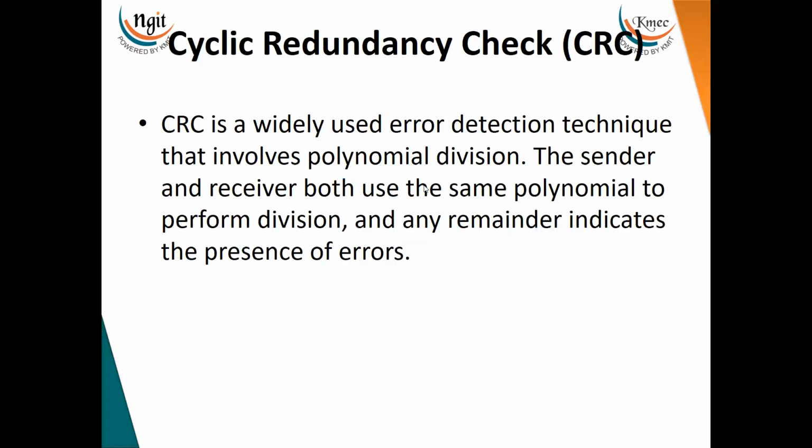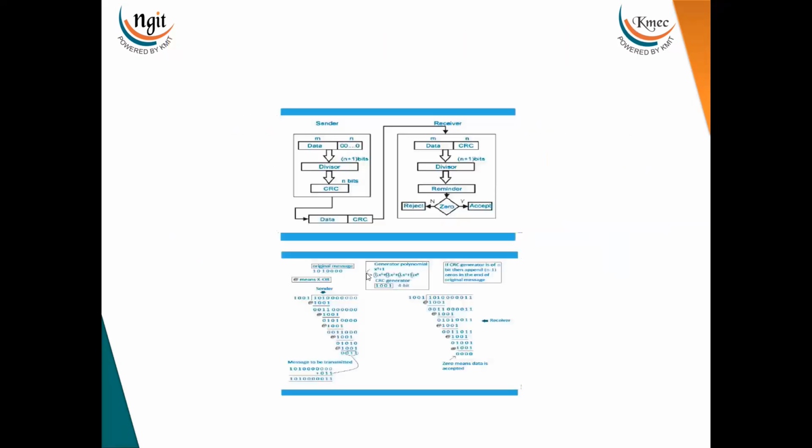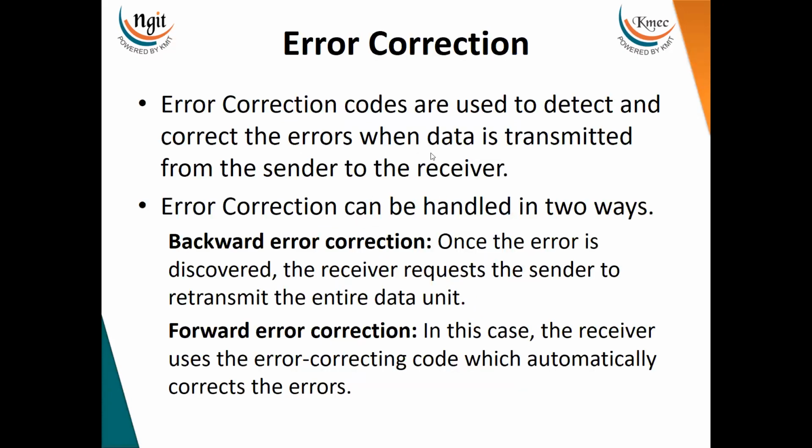And what is meant by cyclic redundancy check? CRC is a widely used error detection technique that involves polynomial division. The sender and receiver both use the same polynomial to perform the division, and any remainder indicates the presence of errors. The sender will do the polynomial division and the receiver will do the polynomial division. If there is any remainder pending, then an error has occurred.